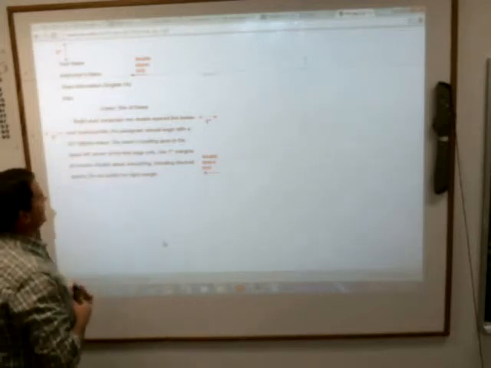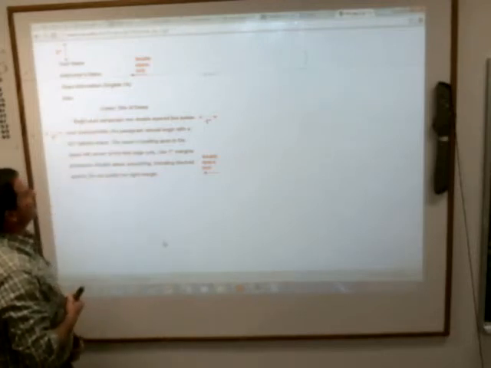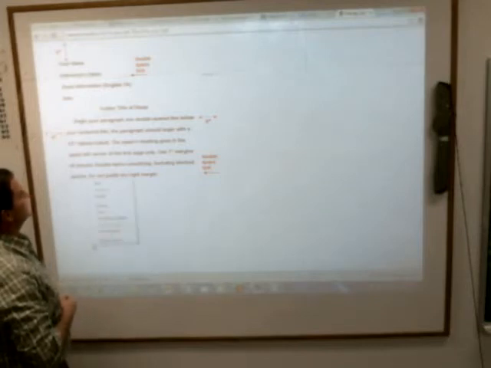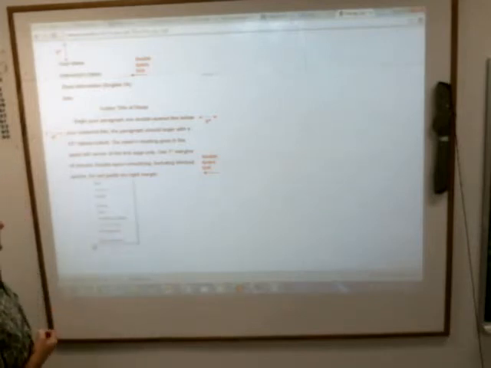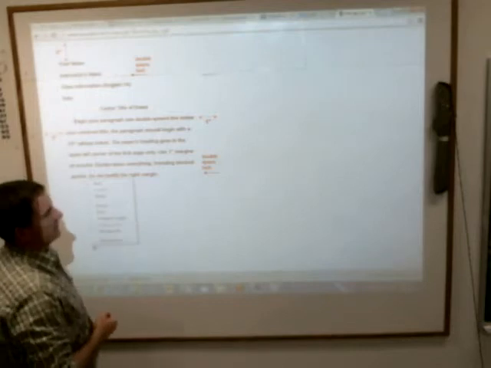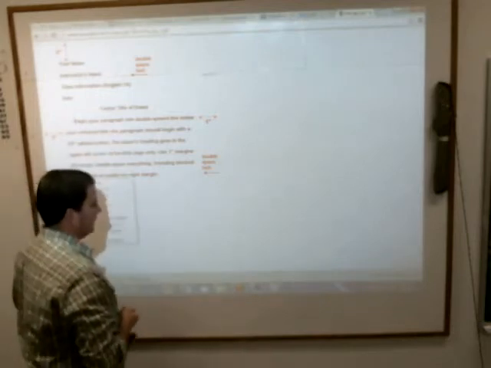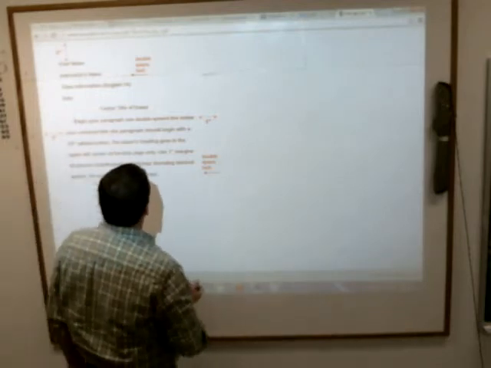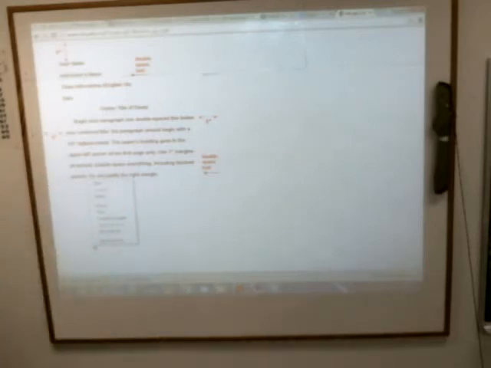Center the title of the essay. I guess your title is the name of the book, as much as I don't like it. Not that I don't like your book. Begin your paragraph 1, double space line below your center title. The paragraph should begin with a 1/2 tabbed indent. The paper's heading goes on the upper left corner of the first page. Use only 1-inch margins all around, double space everything, including blocked quotes. Do not justify the right margin.